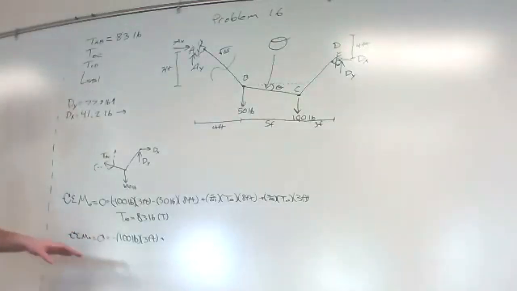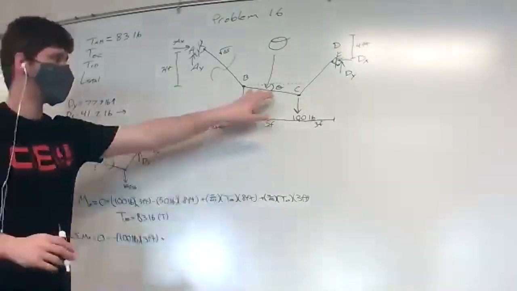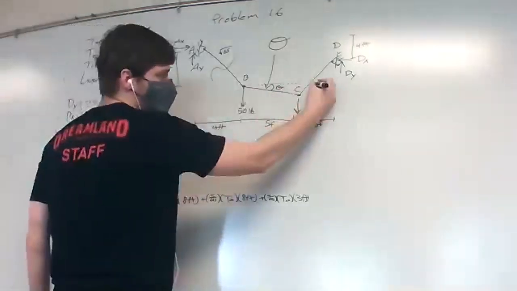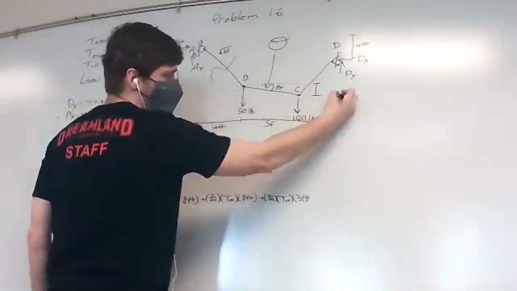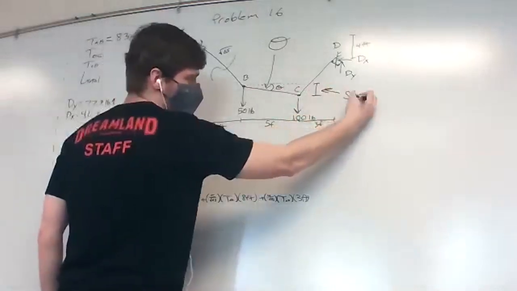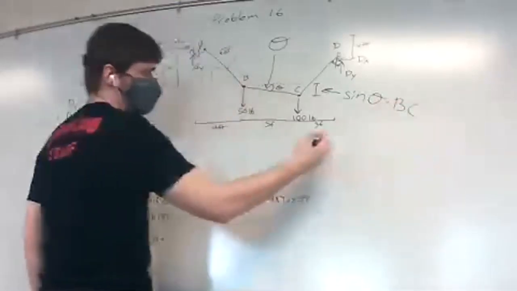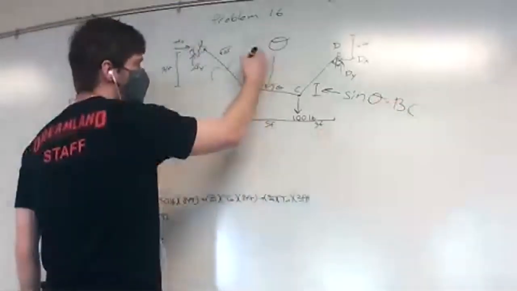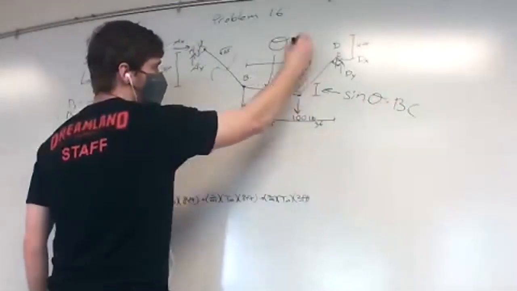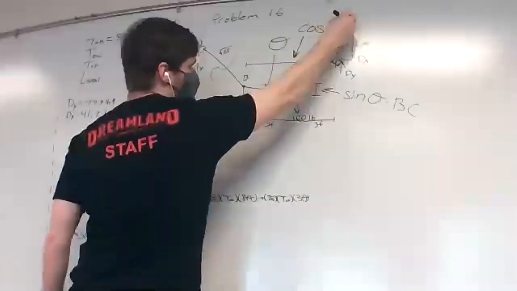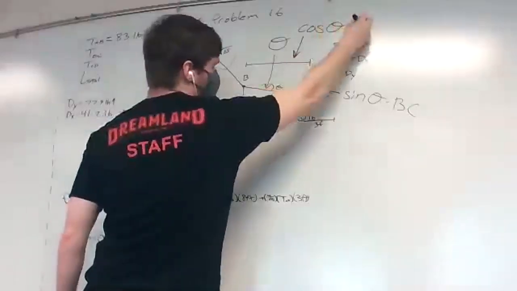And so with that, we can say that the vertical component of BC is this. This is going to be our sine theta times BC. And here, this is going to be our cosine theta times BC.